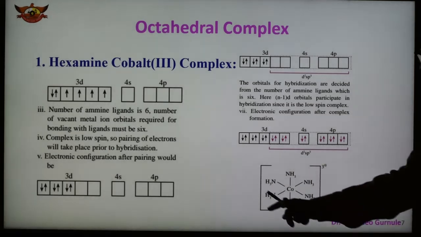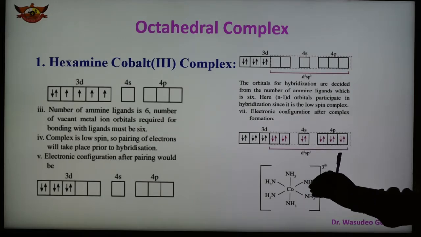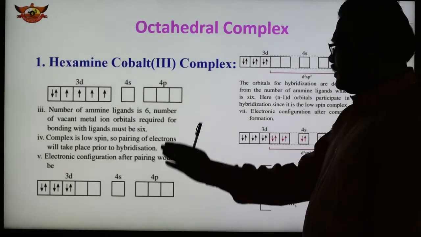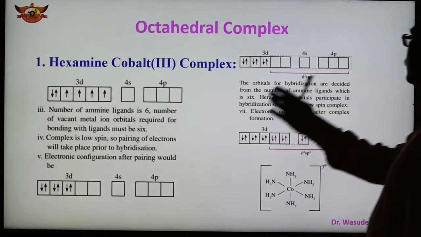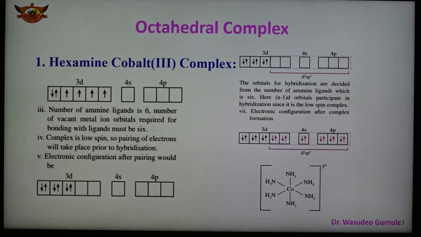So this is the structure, and this structure is the octahedral structure of the complex. So this is the formation of the hexaammine cobalt(III) complex, [Co(NH3)6]3+. So these are the steps. This is the valence configuration, this is the excited state configuration, this is the hybridization state, and this is the formation of the hexaammine cobalt(III) complex structure, and this is the geometry of the complex.